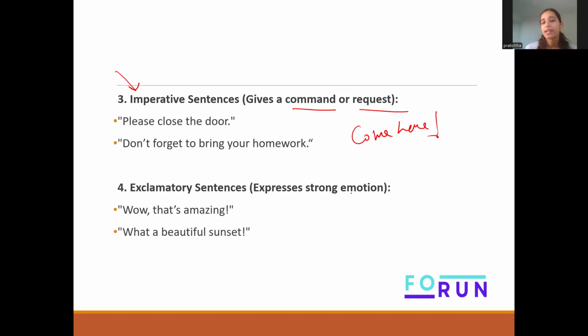Exclamatory sentences, they will express strong emotions. What a beautiful sunset. Wow, that's amazing. Usually always ends with an exclamation mark, right? Could be fear also. Like when you see a snake, you would say, oh! Even this is an exclamation, right? Because you're excited.